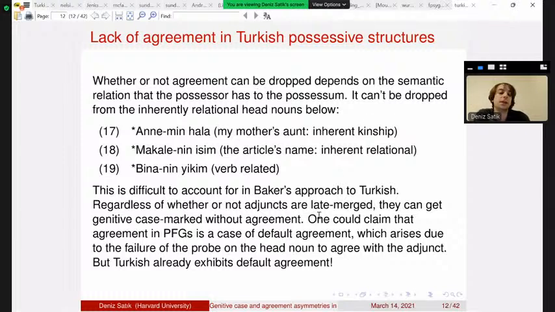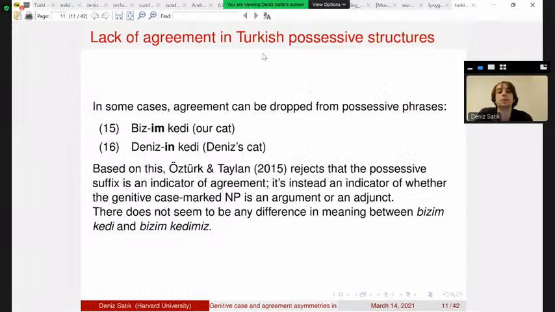So Baker could say that the only way out of this that I see is that agreement in PFGs is a case of default agreement, which arises due to the failure of the probe on the head noun to agree with the adjunct. So the agreement here could in fact be default. And so this has already been assigned genitive case by the default agreement.